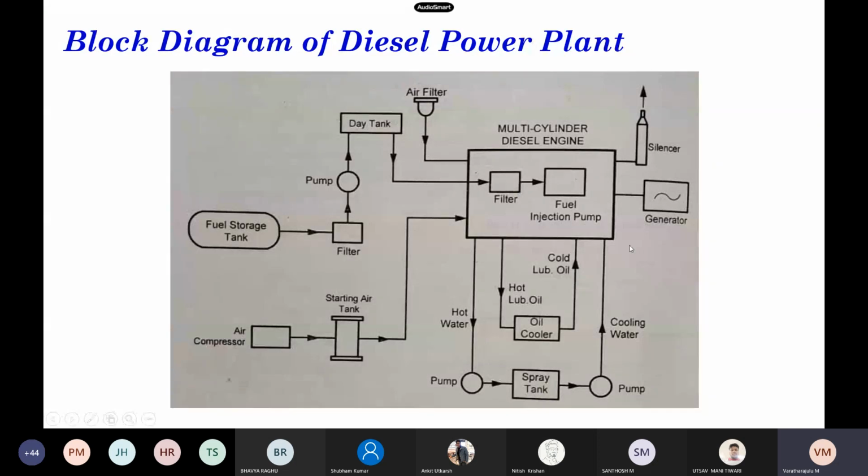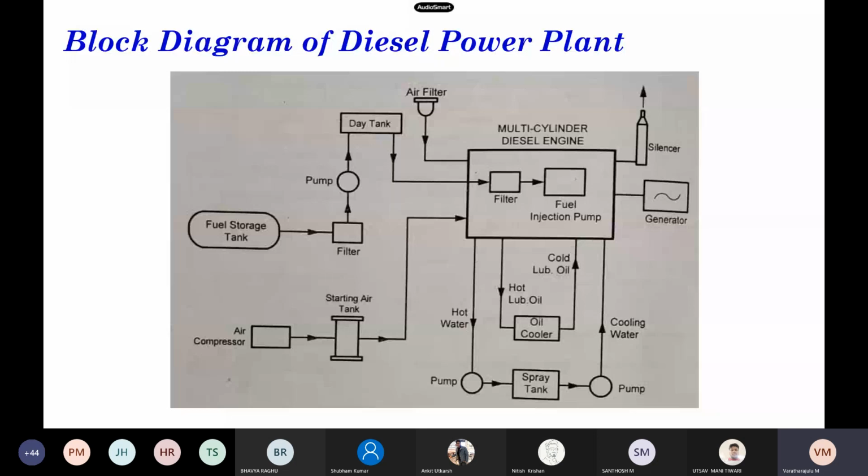And the diesel engine is the heart of the diesel power plant, in which the chemical energy available in the fuel is converted into mechanical energy. From the diesel engine, we get reciprocating motion, and this is coupled with the generator, and through the generator we get the power.